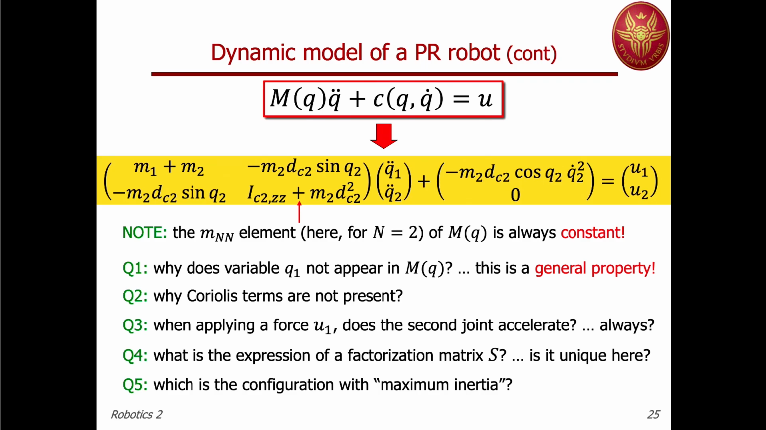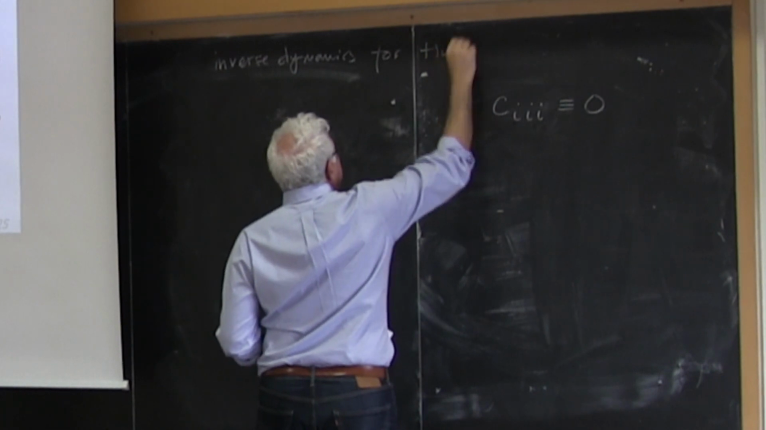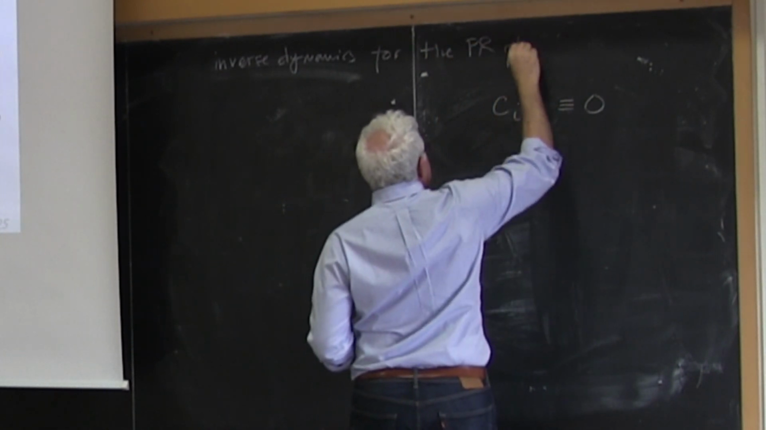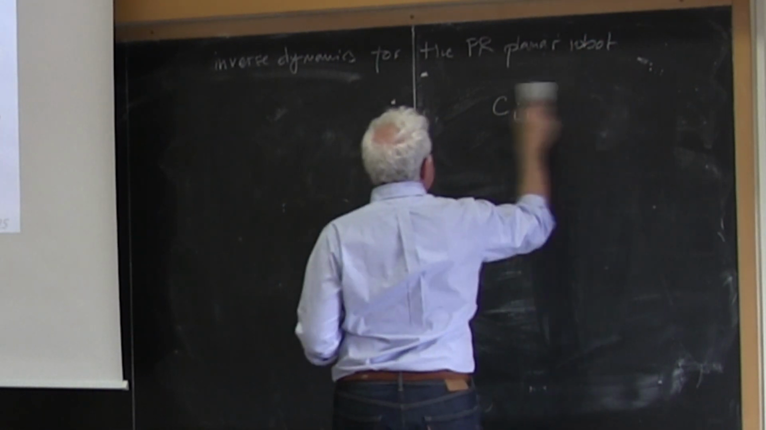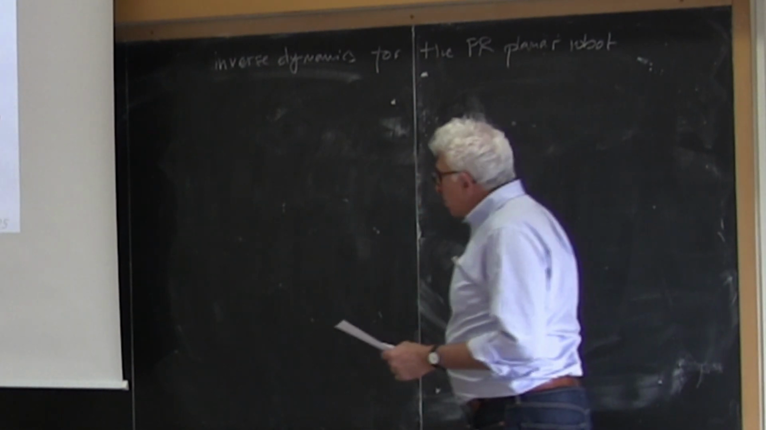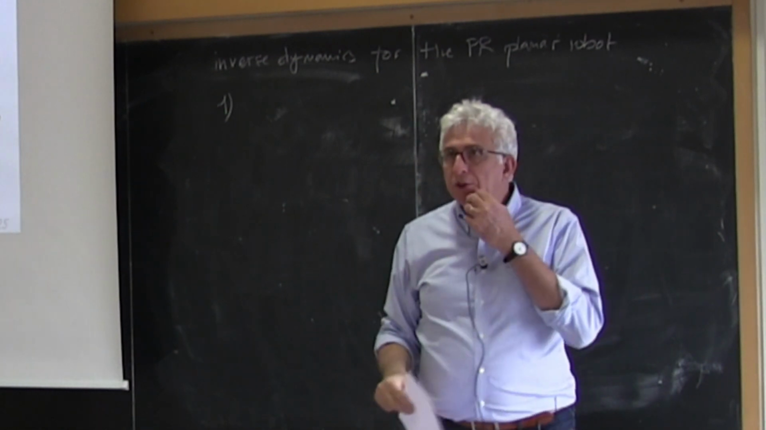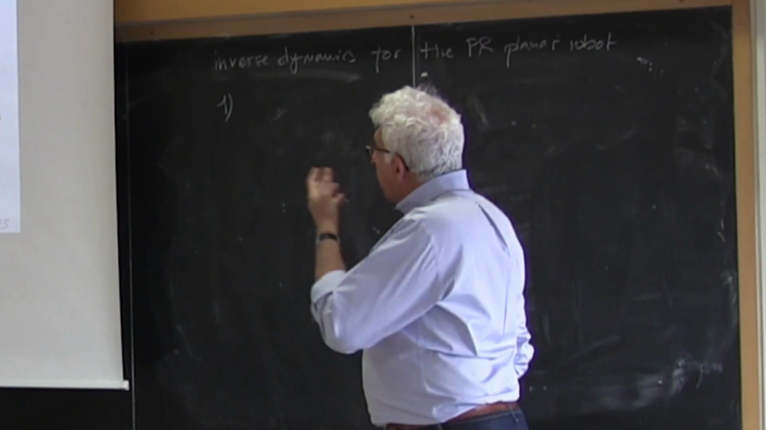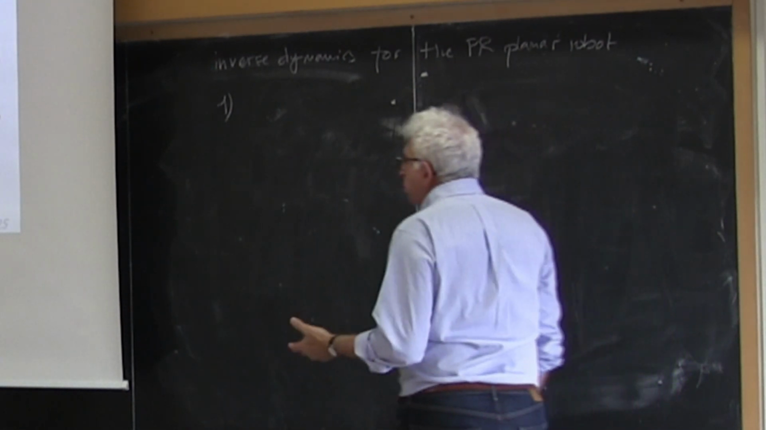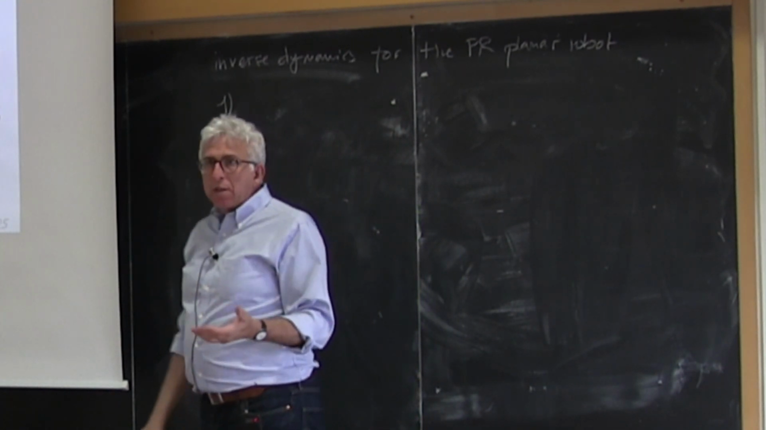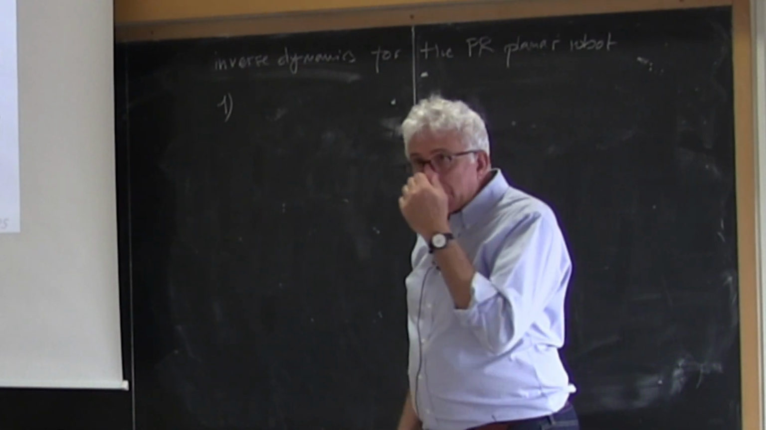inverse dynamics for the PR planar robot. So the one that you have on the screen. Let's cancel this. So let's consider first this case. So what do we mean by that? We have already seen this problem for the actuated pendulum in particular. Now, assume that we give some desired motion, so some evolution for Q1 and Q2, and then we need to compute the torques, or the generalized forces, U1 and U2, that will produce that type of motion.